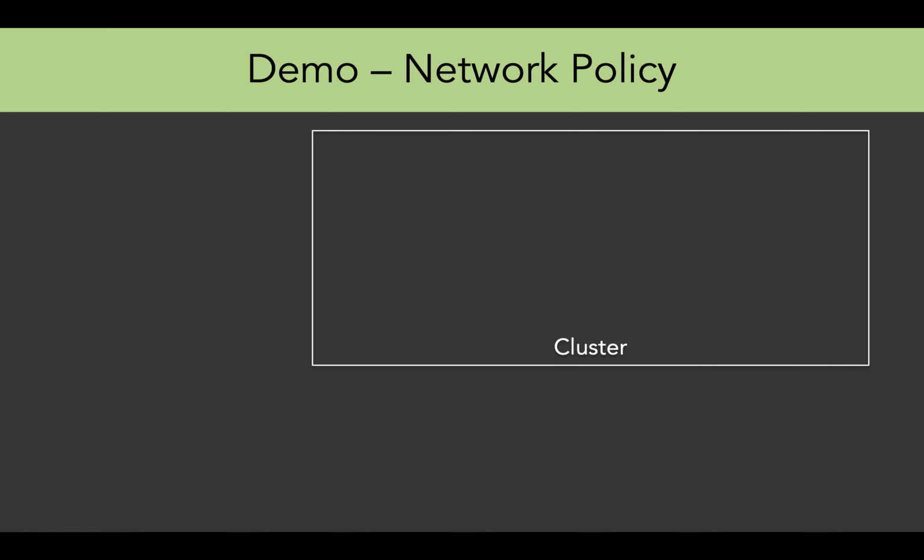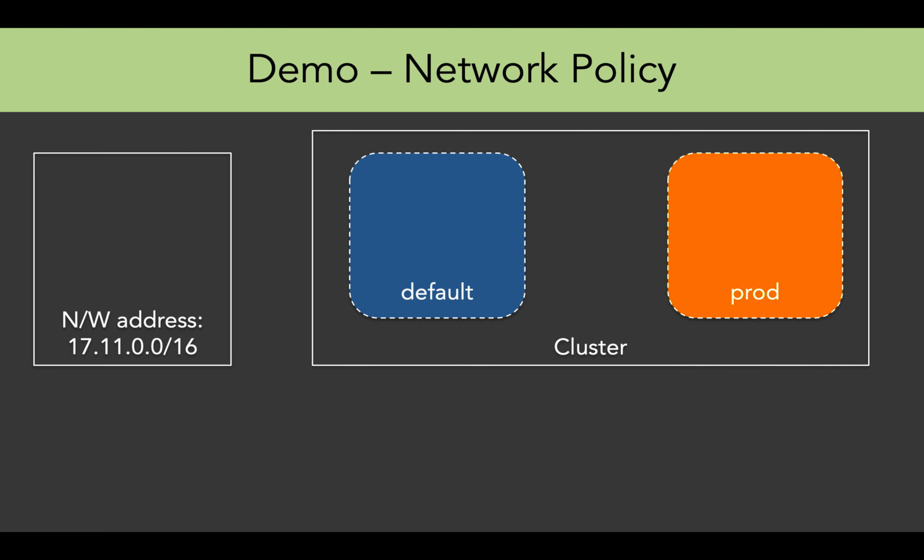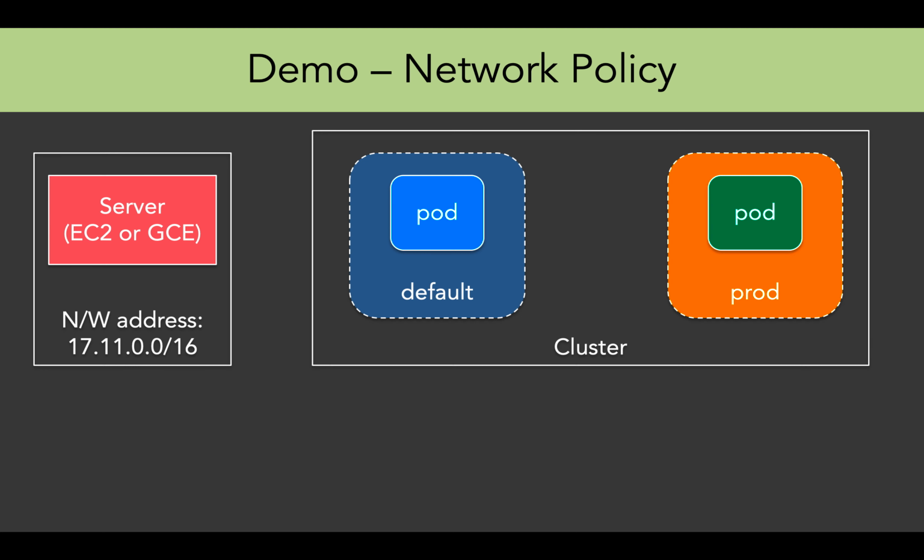So let's see the demo configuration. We have this cluster wherein we have default and prod namespace. We'll have a separate network with the CIDR block 17.11.0.0/16, and we'll have a pod or deployment in default namespace and another set of pods or deployments in prod namespace. And also we have a server which can be either an EC2 instance or a GCE compute engine instance.